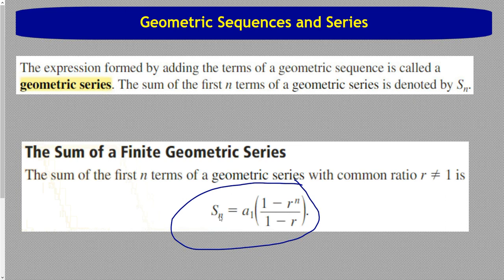The sum of the first n terms is equal to the first term times 1 minus the ratio to the n over 1 minus the ratio. Okay, so pause and get that in your notes and then come back to the video.